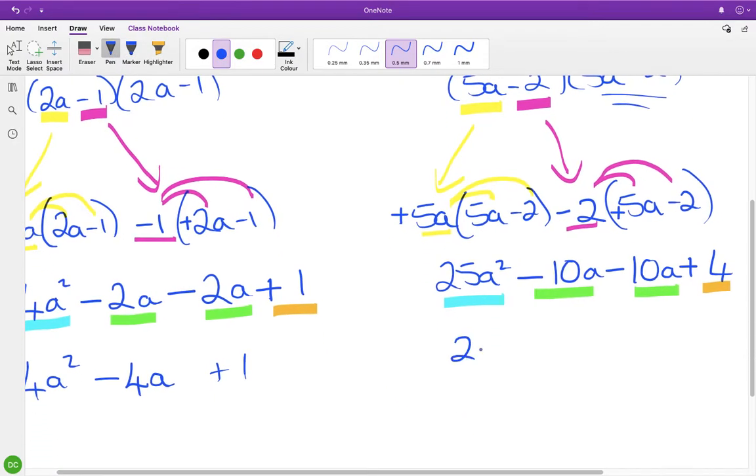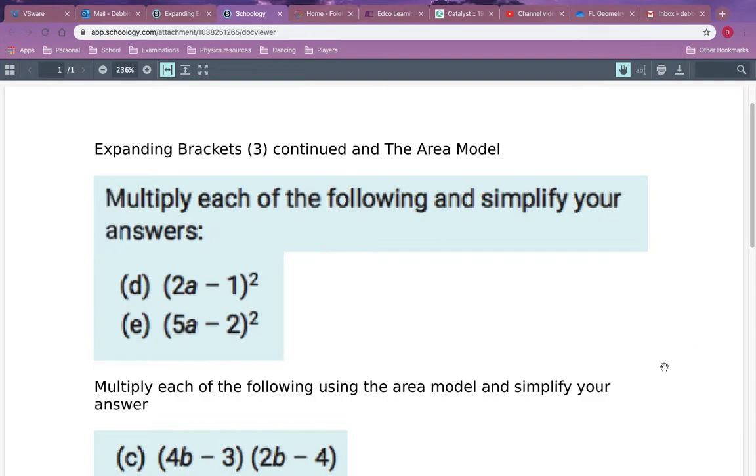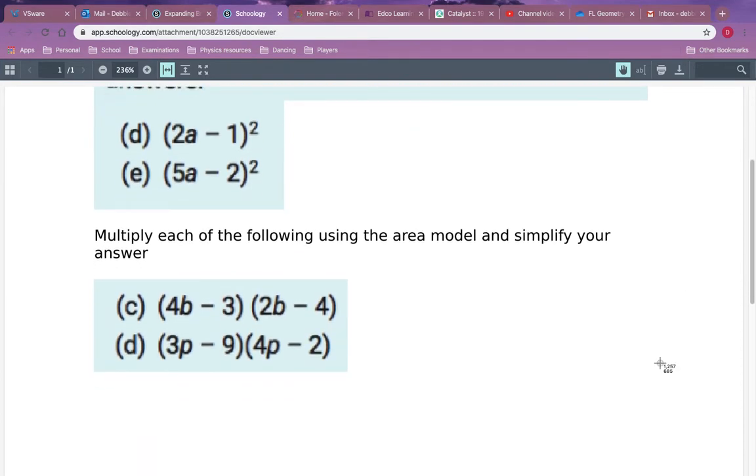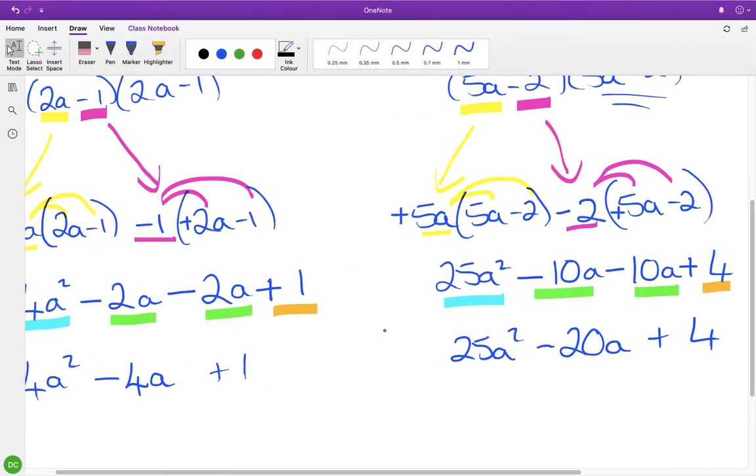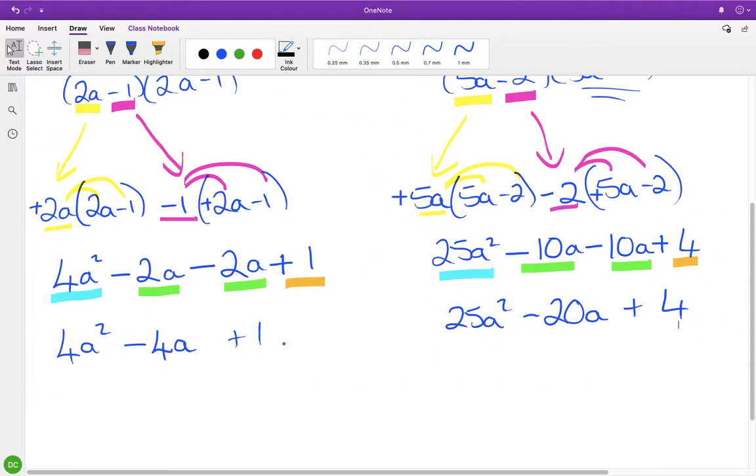So the 25a squared is all by itself. Here again we are adding, or in this case subtracting, so minus 10 and minus 10 is minus 20 for the a family, and then the 4 is by itself. Okay, so that's the expanding brackets. Now we are going to expand the brackets using, zoom in a little bit, the area model.